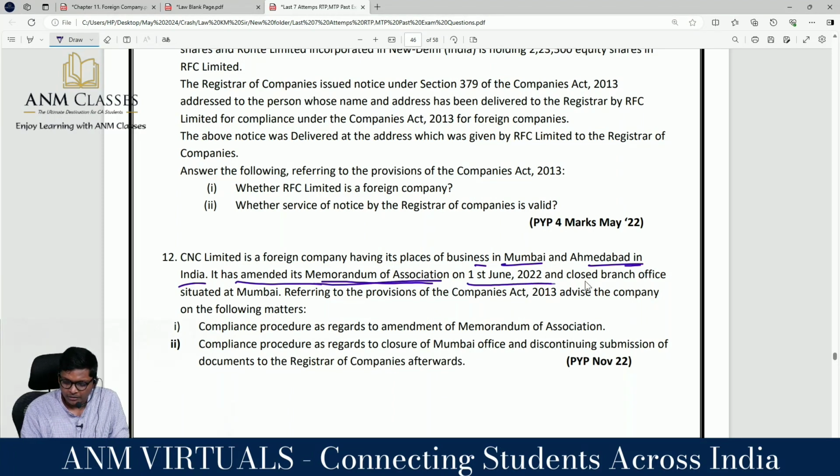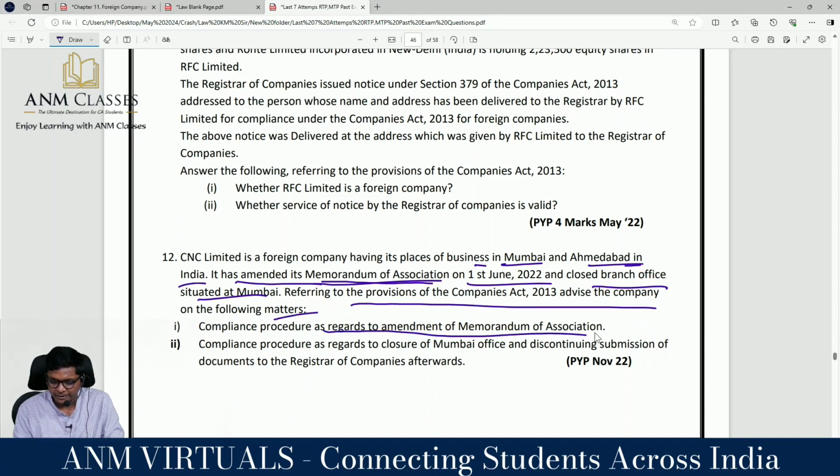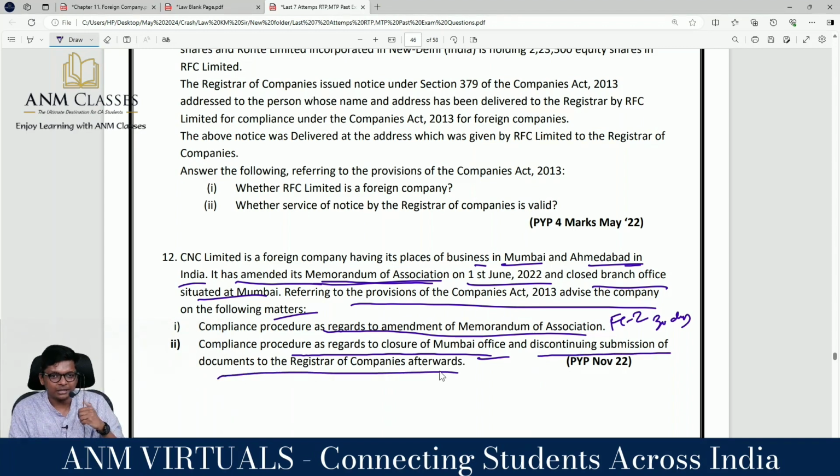Okay. It amended its MOA on 1st June and closed the branch office situated in Mumbai. Referring to the provisions, advise on compliance procedures with regard to amendment of MOA. FC2, alteration, FC2 within 30 days. Compliance procedure as regard to closure of Mumbai office. Because they closed the Mumbai office and are discontinuing submission of documents to the registrar, they are saying after this we won't file, we are not a foreign company.